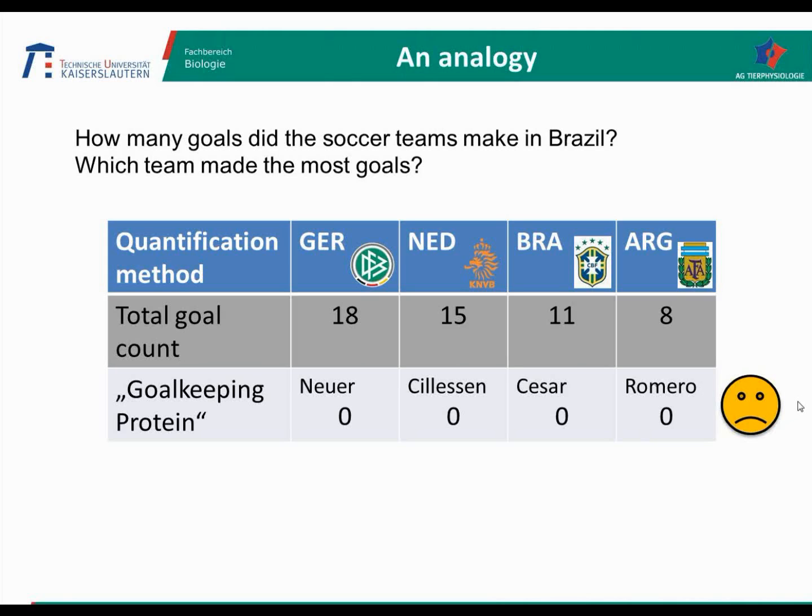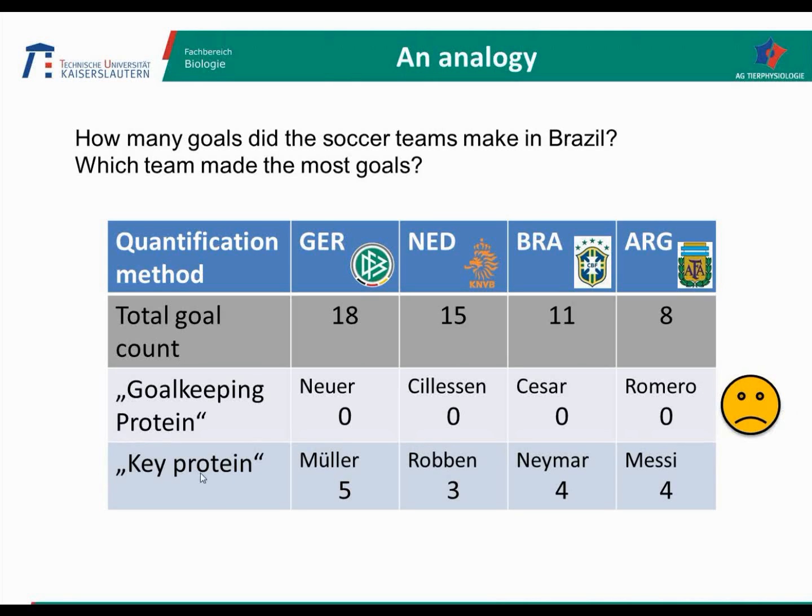Now I checked other players, and I took the key player, which I call here the key protein, and this is a better quantification method. Let's take the example here. The key player of the German team was Thomas Müller. He made 5 goals in Brazil, and thereby he made more goals than his 3 colleagues of the other best teams. Germany made the most goals, but Robben, the key protein of the Netherlands, made only 3, Brazil and Argentina 2.